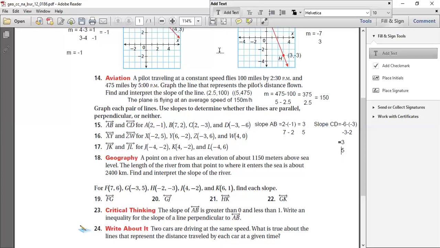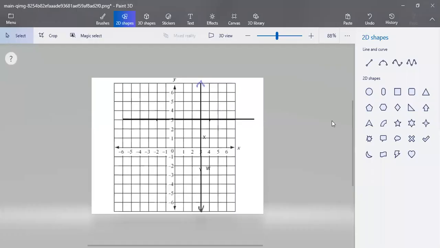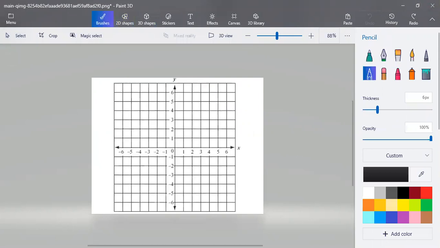Now let's graph and check whether the answer which we got as parallel is correct or not. Okay, so fine. So let's graph it. A is going to be 2 and -1. So 2 and -1 here. Okay, and B is going to be 7 and 2. So 7, okay, here is 7 and 2 here. Okay, so you will join these 2 points.